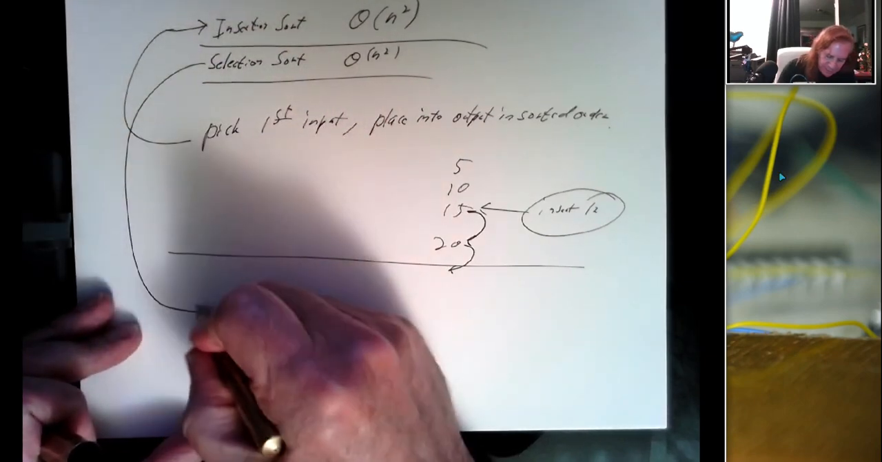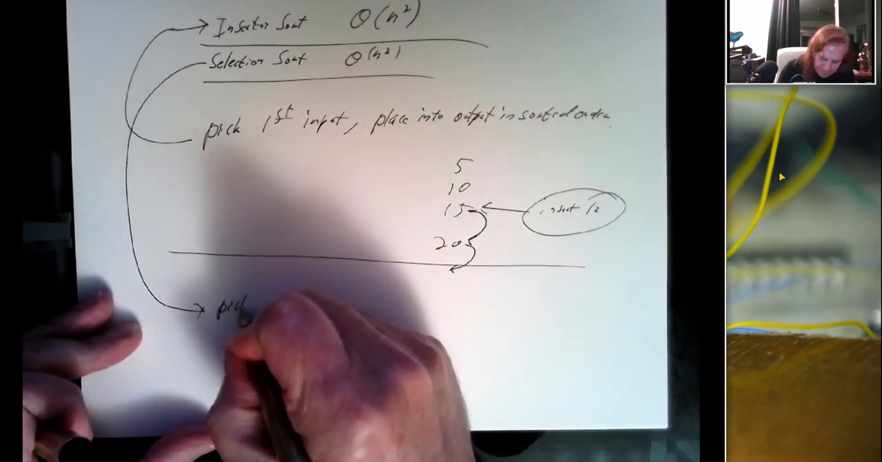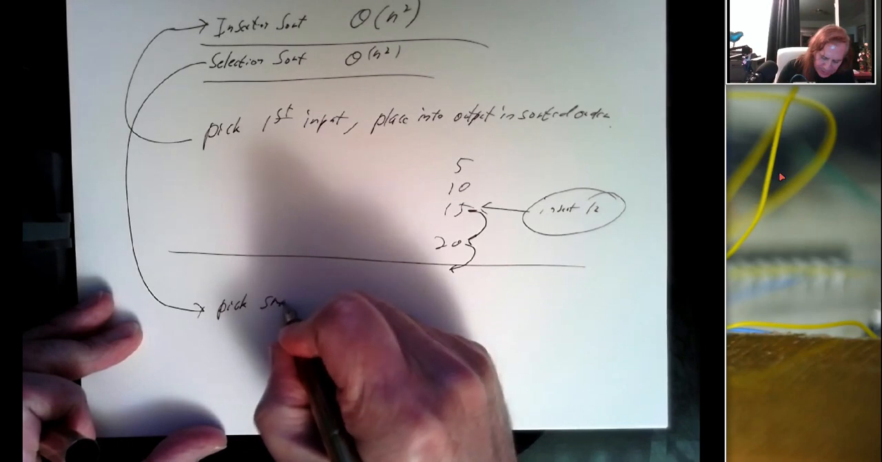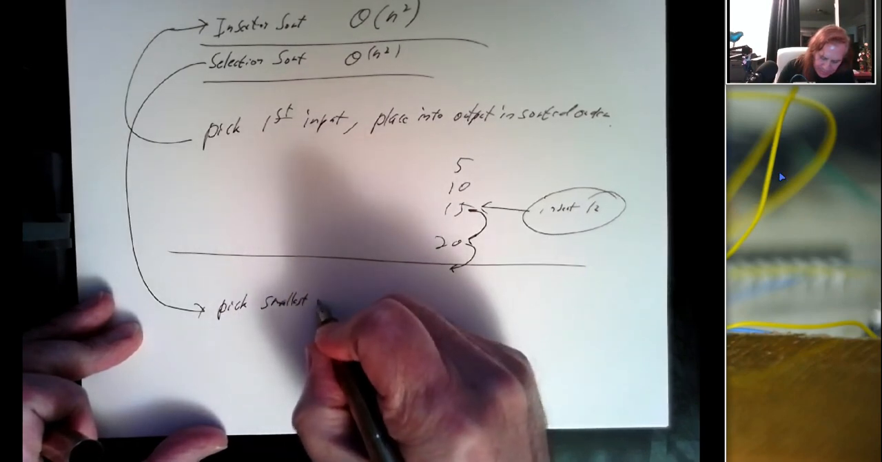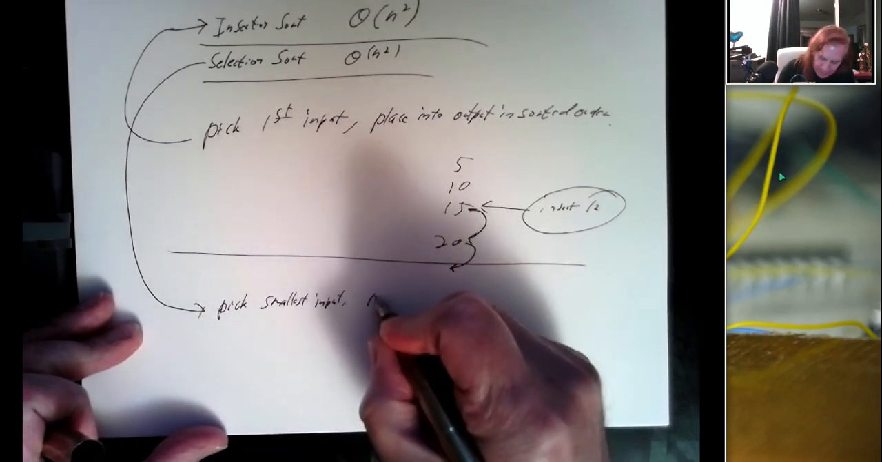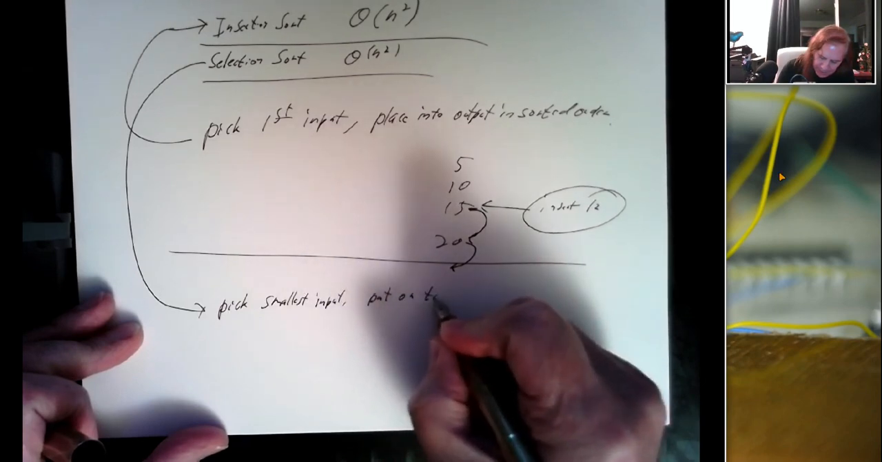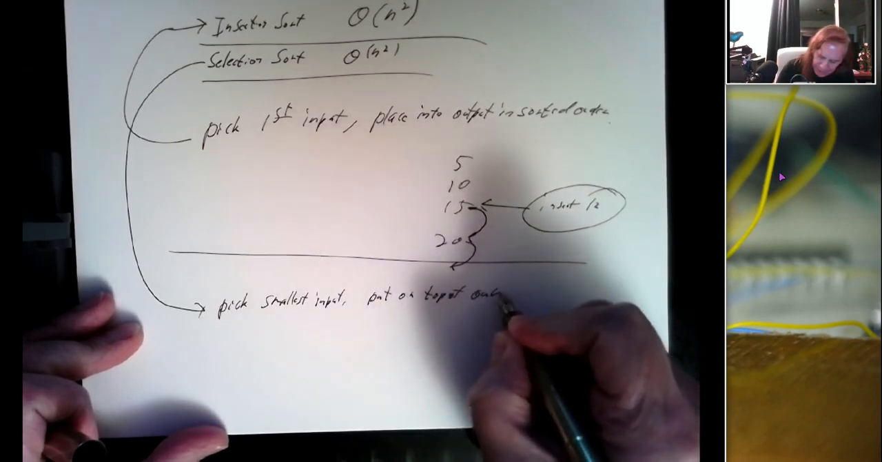Selection sort: pick the smallest input, put it on top of the output.